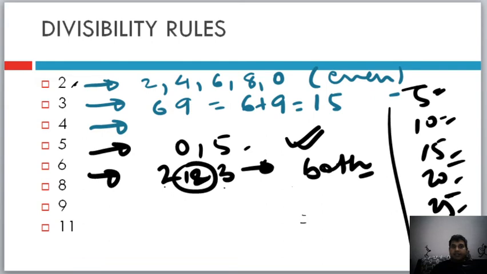8 basically is a little bit like 4, but here what you have to do is look at the last 3 digits.